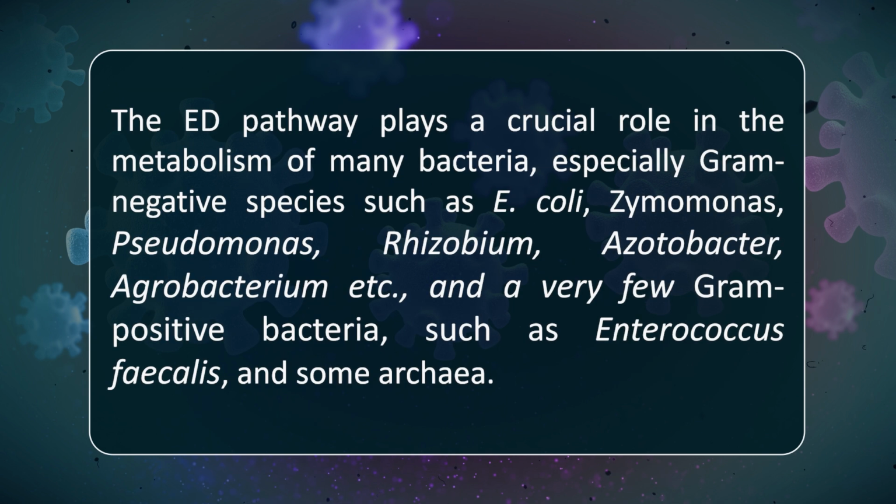The ED pathway plays a crucial role in the metabolism of many bacteria, especially gram-negative bacteria. Examples are E. coli, Zymomonas, Pseudomonas, Rhizobium, Azotobacter, Agrobacterium, etc. This ED pathway is also seen in very few gram-positive bacteria such as Enterococcus faecalis and in some archaea.